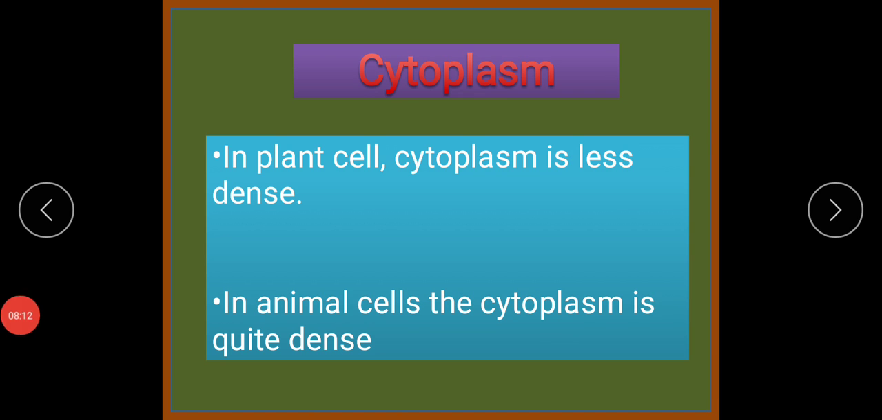Then we have cytoplasm. Cytoplasm again is present in both plant and animal cells. But the density of cytoplasm in plant cells is less, meaning it is more watery, right? Whereas in animal cells, the density is more. It is thick and more dense.